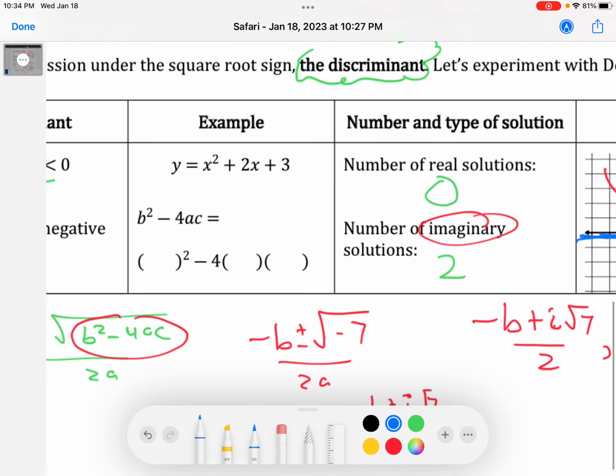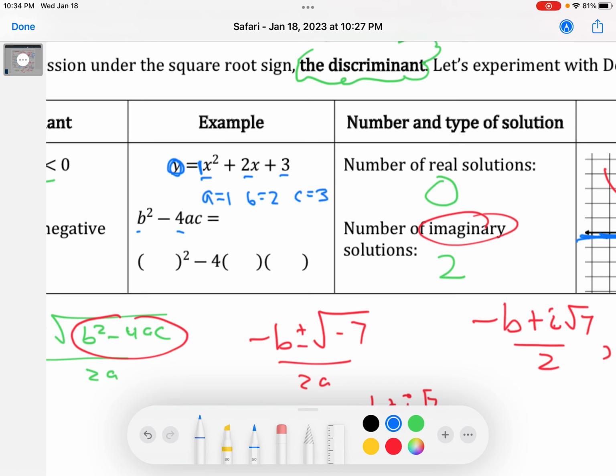Okay, let's give an example here. So here we've got this equation right here, x squared plus 2x plus 3. Now, we're not interested in finding the solution to the equation if it's set to 0. We just want to know how many real solutions, how many imaginary, all that stuff. So we're going to do this b squared minus 4ac. First of all, our a is 1. There's a 1 there. Our b is 2, and our c is 3.